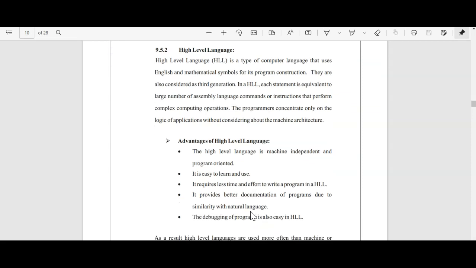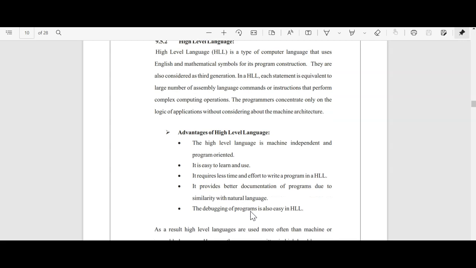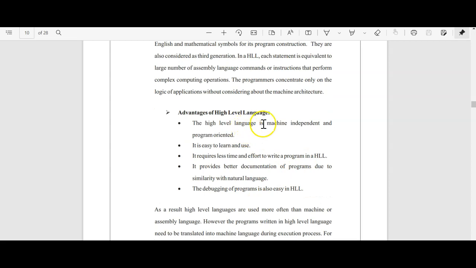So definitely we cannot make the computer able to understand English. We need to create other software translators which can convert high level languages into machine language. So what are the advantages of high level languages? It is machine independent. This is the major change. A program written in a high level language is not dependent on the machine because it does not have any machine code.